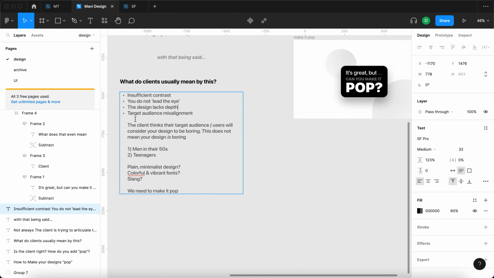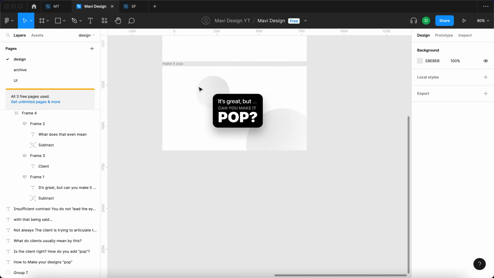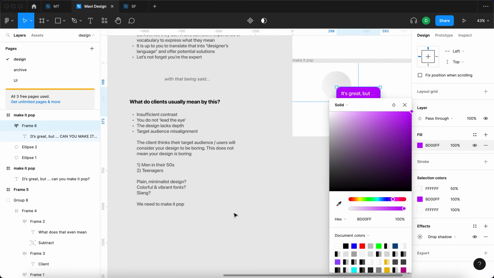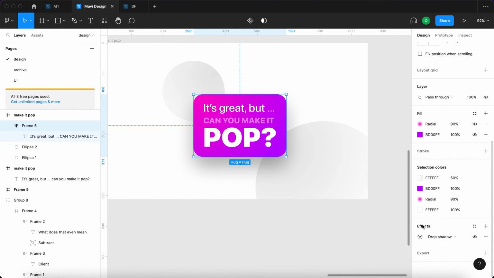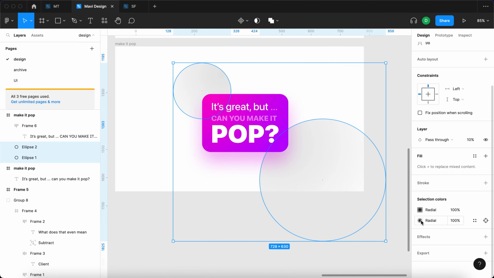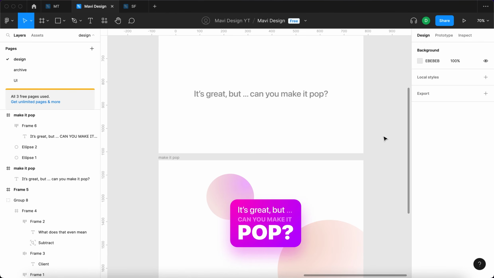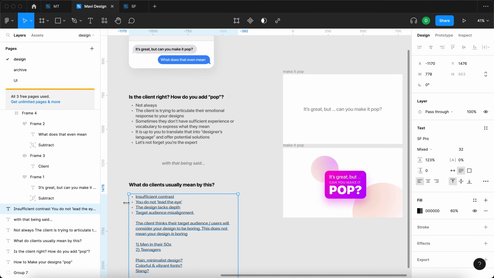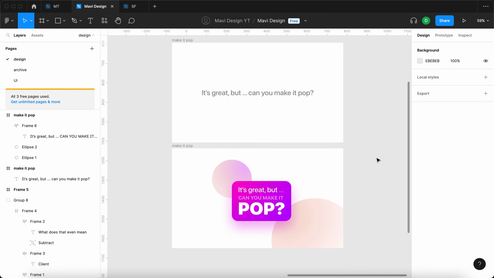We lead the eye, and then let's work on the last point, target audience misalignment. And let's consider that these colors are great for maybe more for somebody in their 50s. If we wanted to make this more vibrant, we want to maybe change the colors, make some gradients, for example. Maybe the shadow is going to be the color of the object and not black. And then these things in the background, they are also going to be rather colorful, right? So we added some color. So now if your client tells you it's great, but can you make it pop? Maybe try adding contrast, try adding visual hierarchy, try adding some depth, and maybe think about who you are actually designing for.